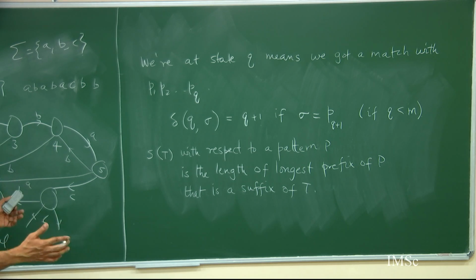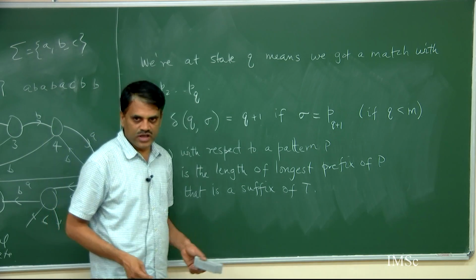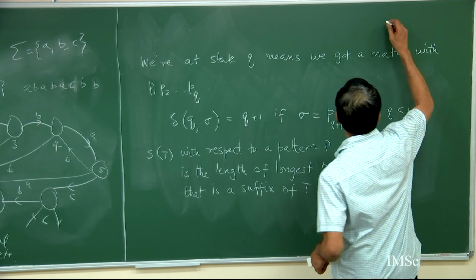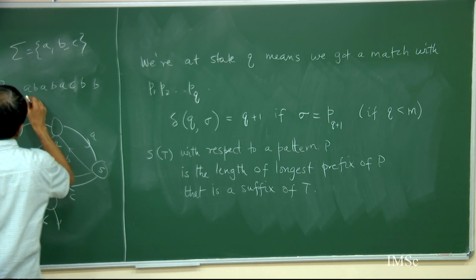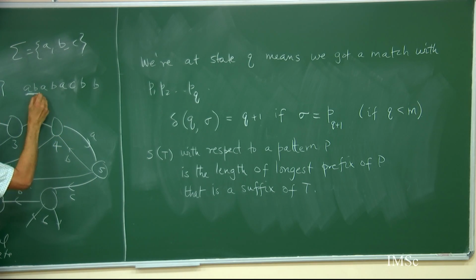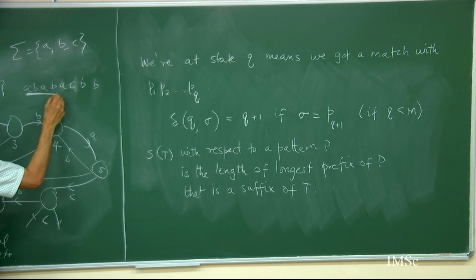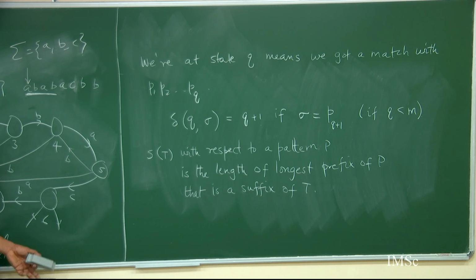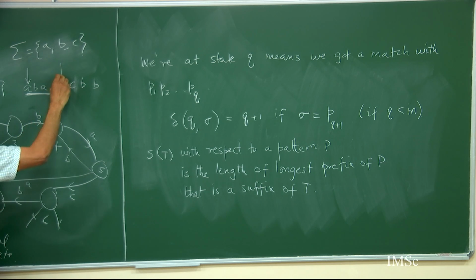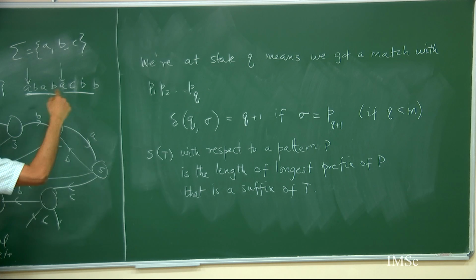Okay, so you understand what a prefix and suffix is, right? So I give a text, right? For this text, all these are prefixes, right? A is a prefix, AB is a prefix, ABA is a prefix, ABAB. So anything starting from the first position and ending somewhere is a prefix. Similarly, what is suffix? Starting somewhere and ending at the last position is a suffix.